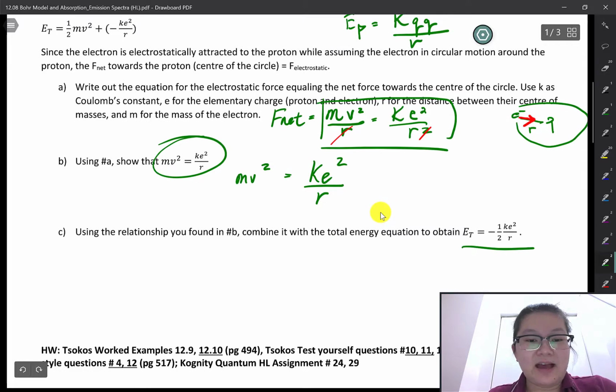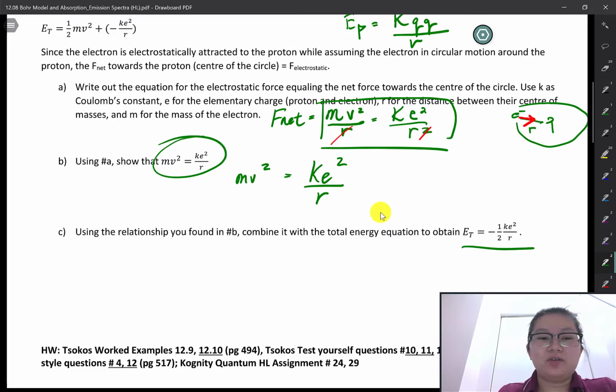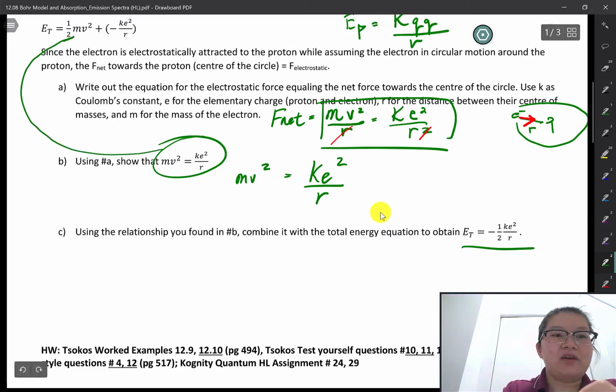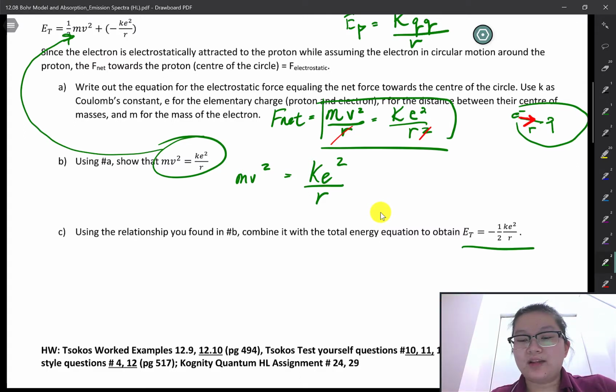Okay, now that we're done with that, we are going to combine this relationship with the total energy. So this guy, we're going to combine over here to show that the total energy is in fact just 1/2 ke squared over r. Does that look similar to something you've seen before, maybe in gravitational potential energy of orbits, of satellites? Okay, so here we go, let's combine it.